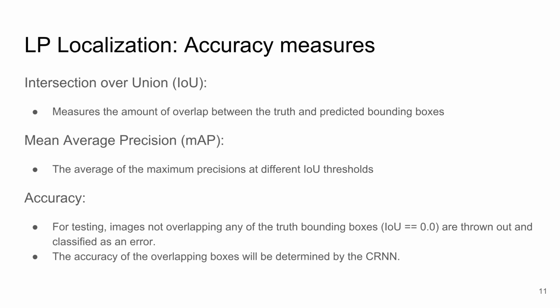The accuracy measures that we chose were intersection over union, which measures the amount of overlap between the truth and predicted bounding boxes of the license plates; mean average precision, which sweeps over the IOU thresholds and measures the maximum precisions from them; and finally an accuracy metric detecting which license plates from the images are detected. We pass these into the CRNN. Even if some of the letters are not detected, the CRNN will pick up some of the remaining.